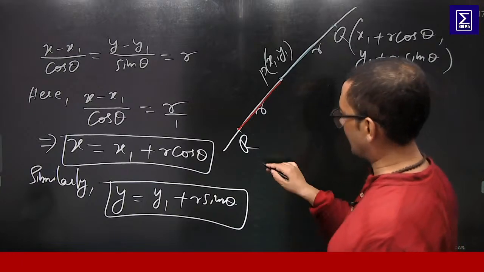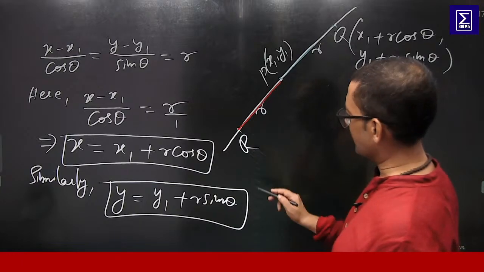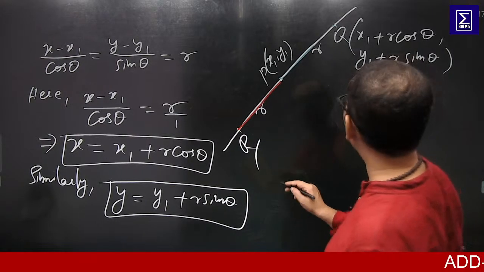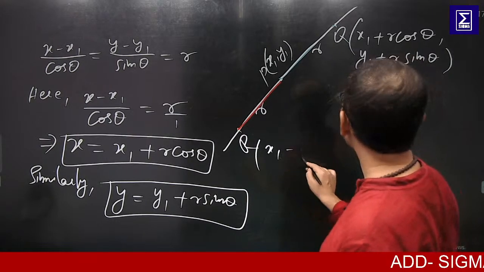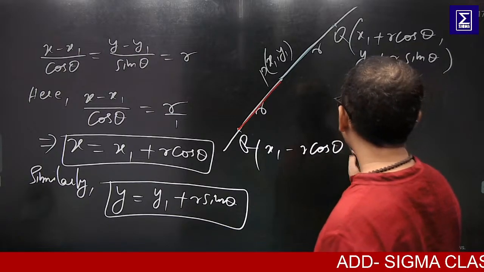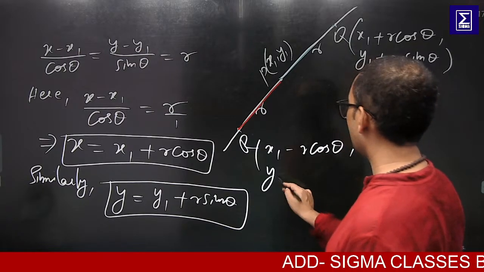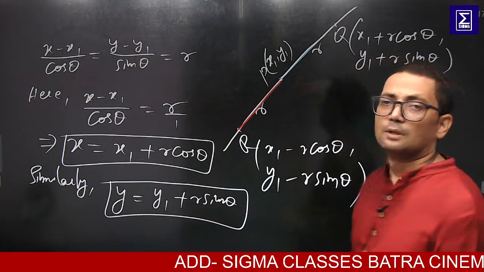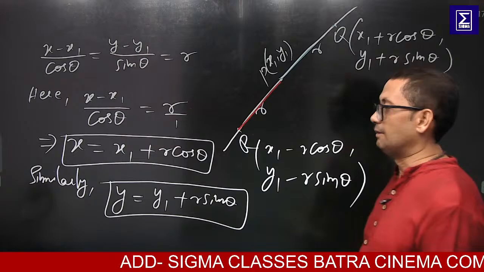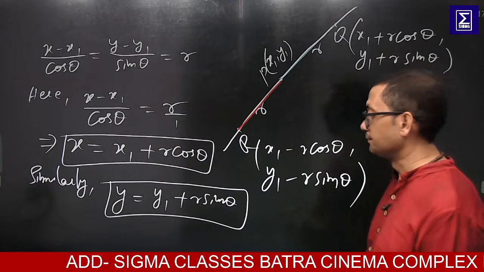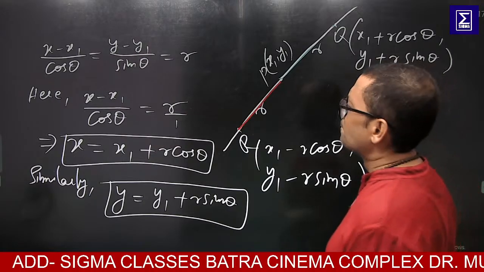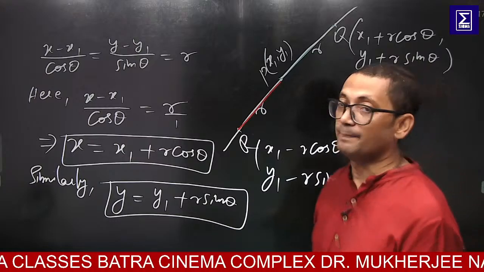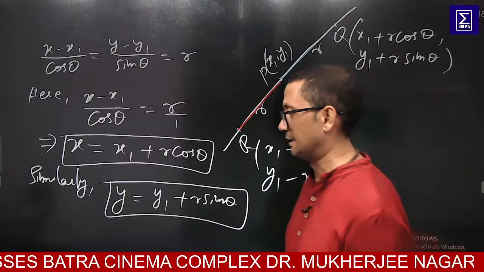Similarly, if we take for point R, it will be the negative direction, so it would be x1 minus R cos theta and y1 minus R sin theta. So this is the theorem that we will understand here. This is very much used in the questions based on geometrical problems basically.